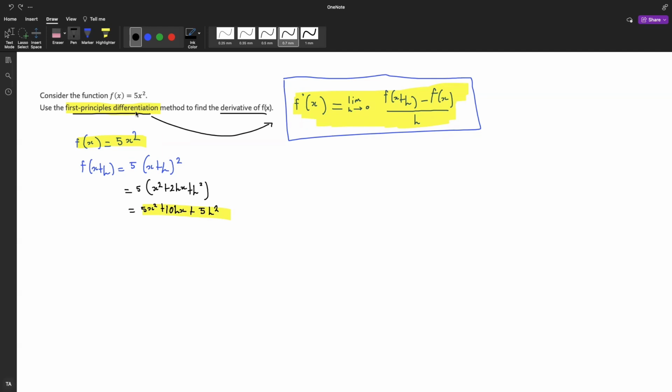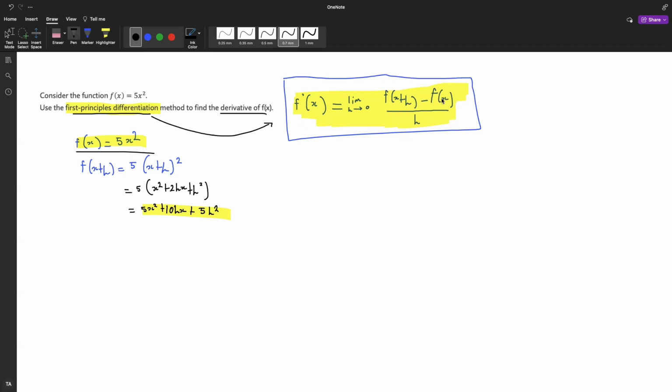Here, we'll grab the function f(x) equals 5x squared, which I've written down here. Now we need to use this formula here to find the derivative of f(x). And the derivative is essentially just the gradient, right? We're finding the gradient of a curve, basically, or an equation that's not a straight line.